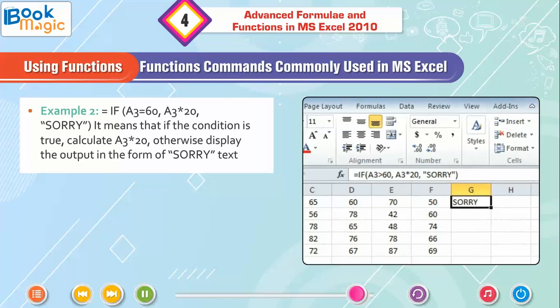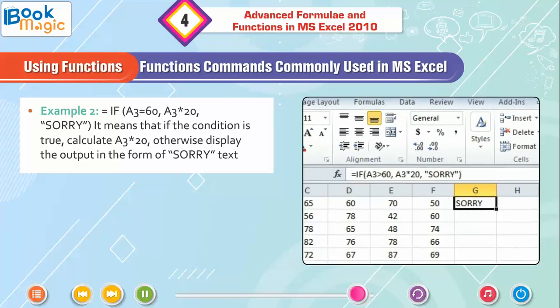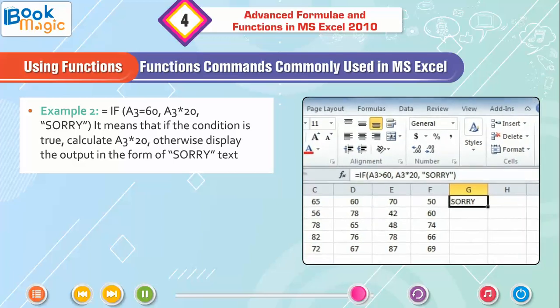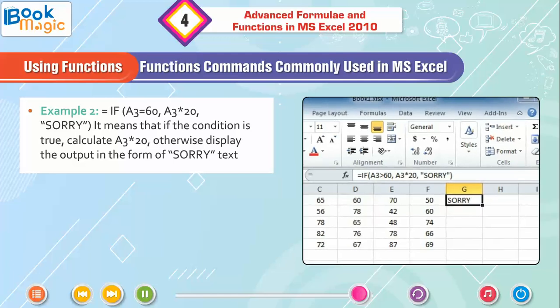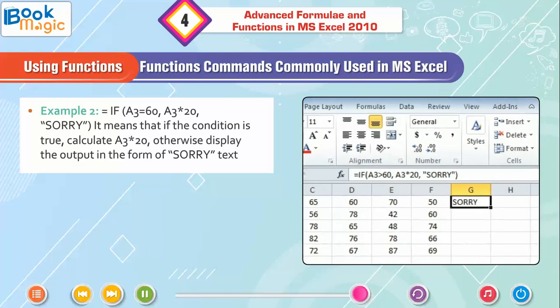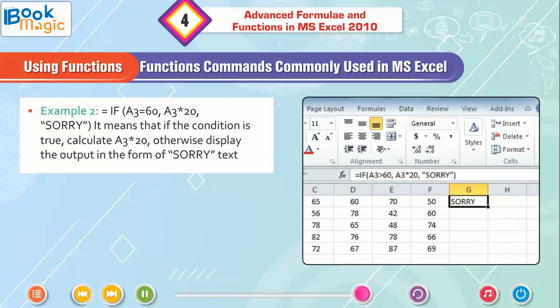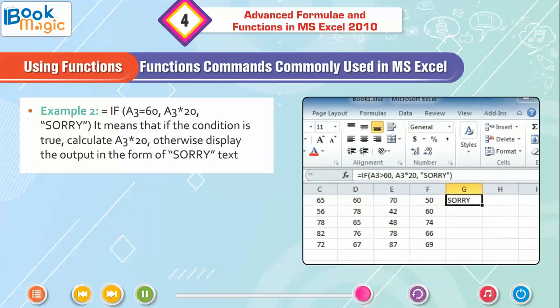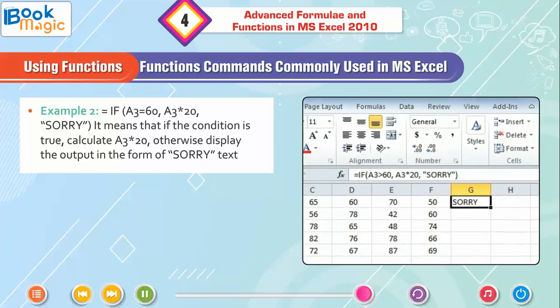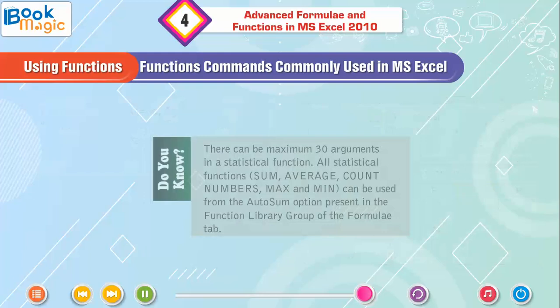Example 2. =IF(A3=60, A3*20, "Sorry"). It means that if the condition is true, calculate A3 multiplied by 20, otherwise display the output in the form of "Sorry" in quotes text.